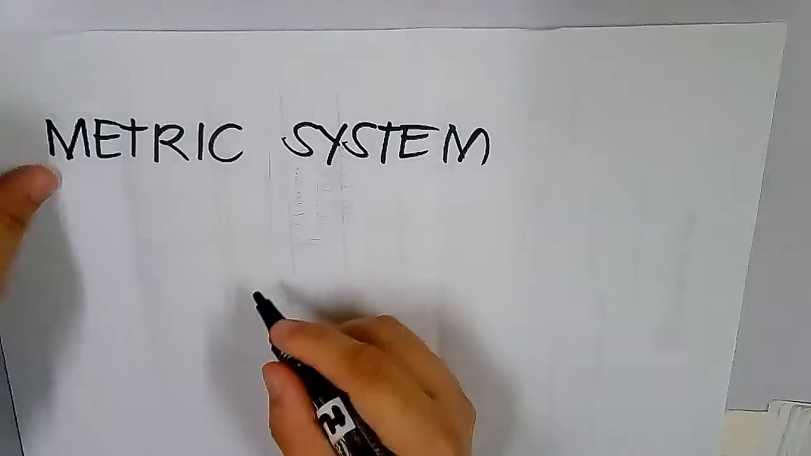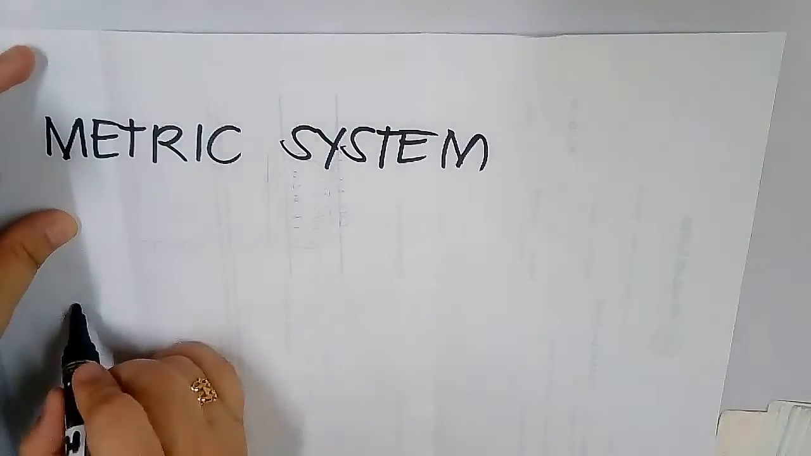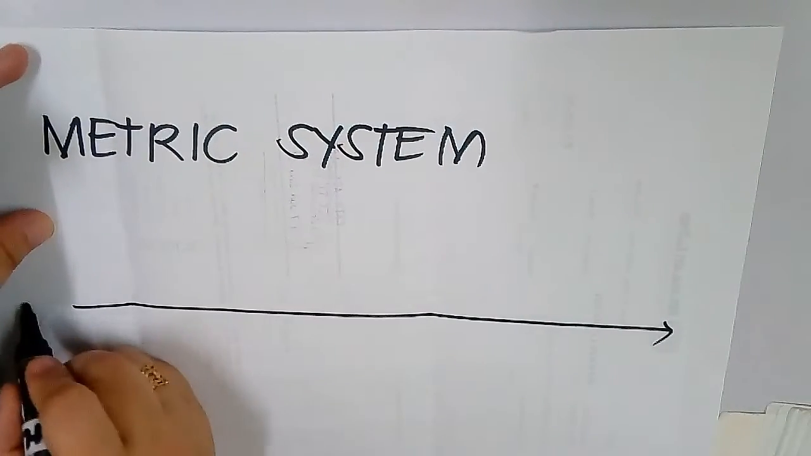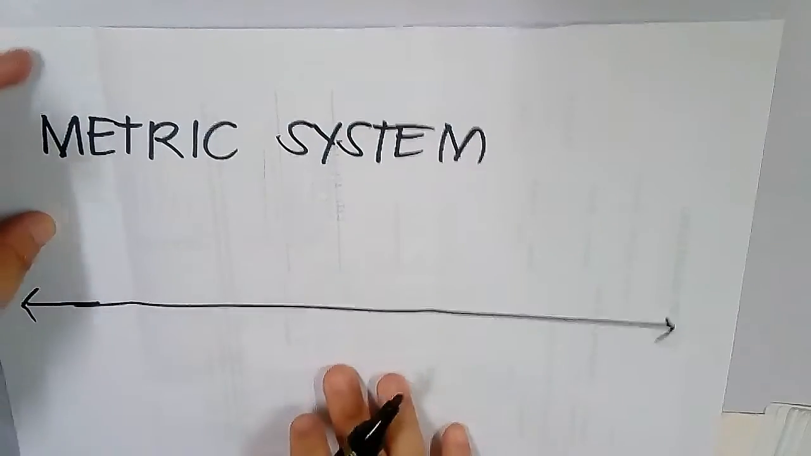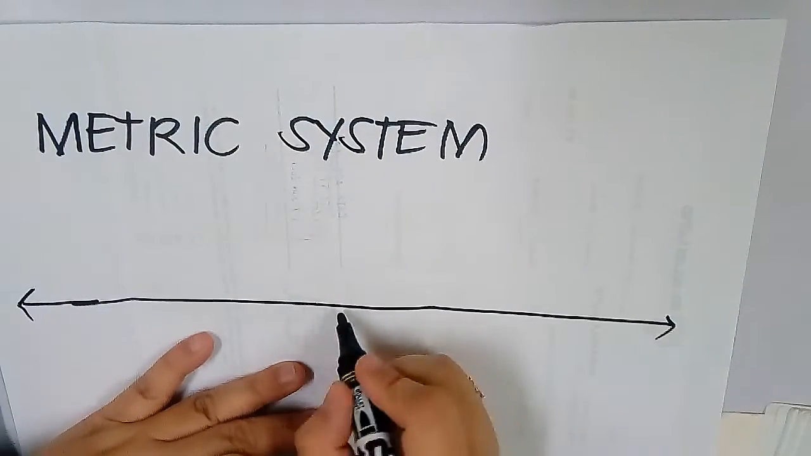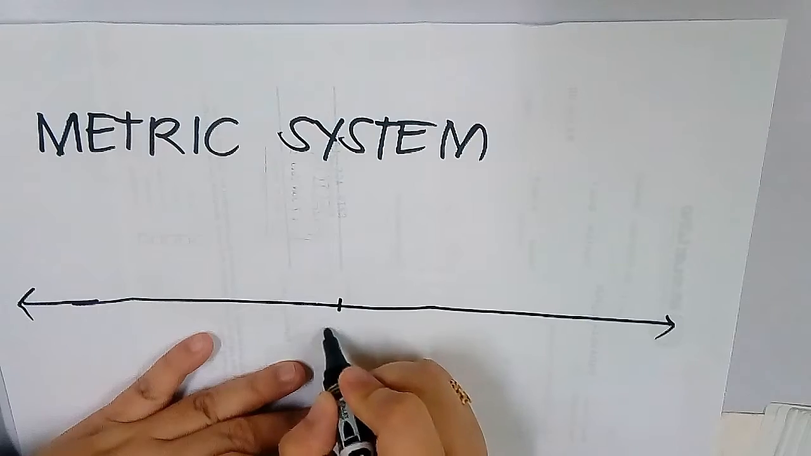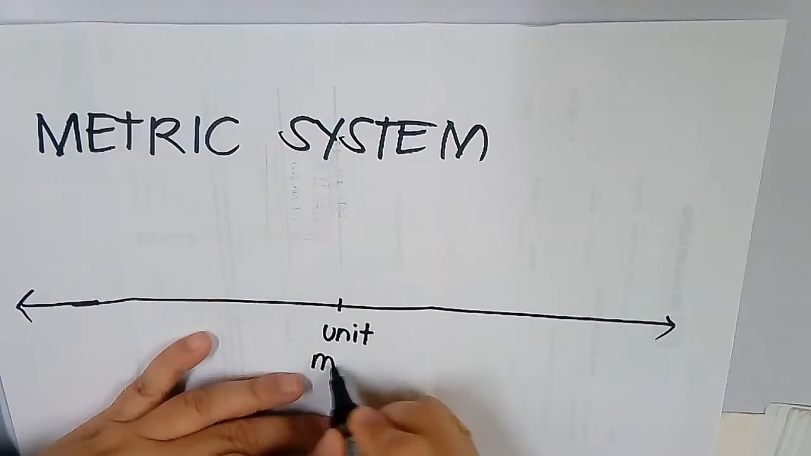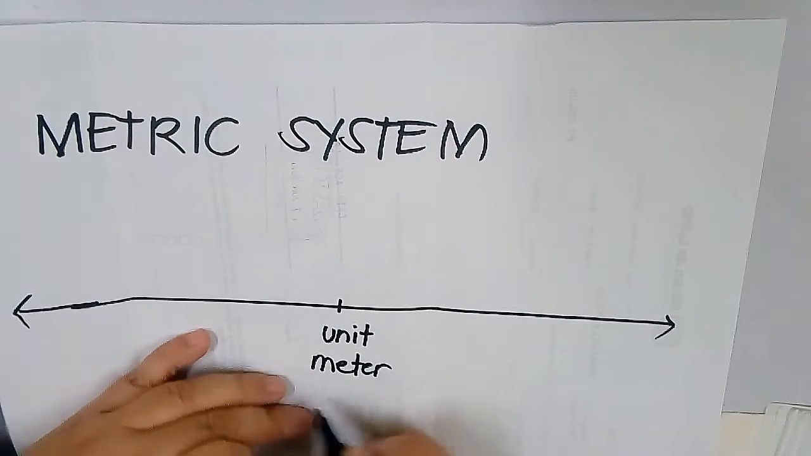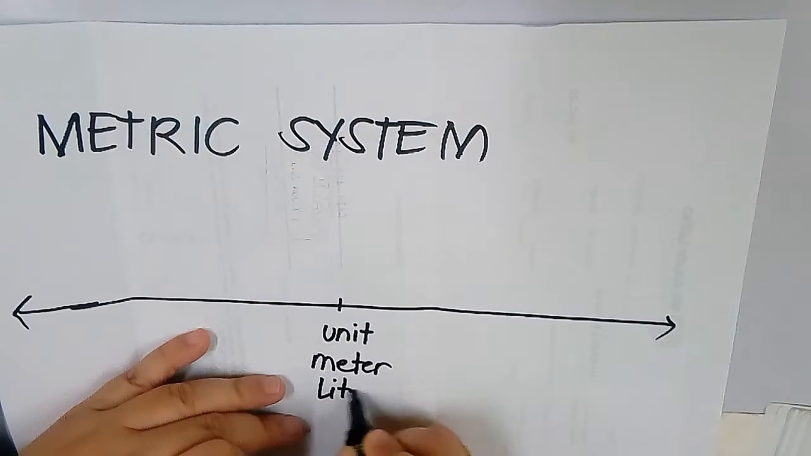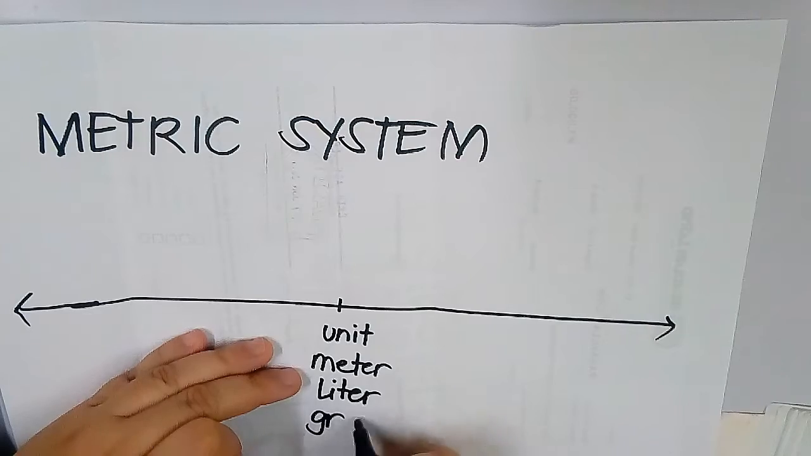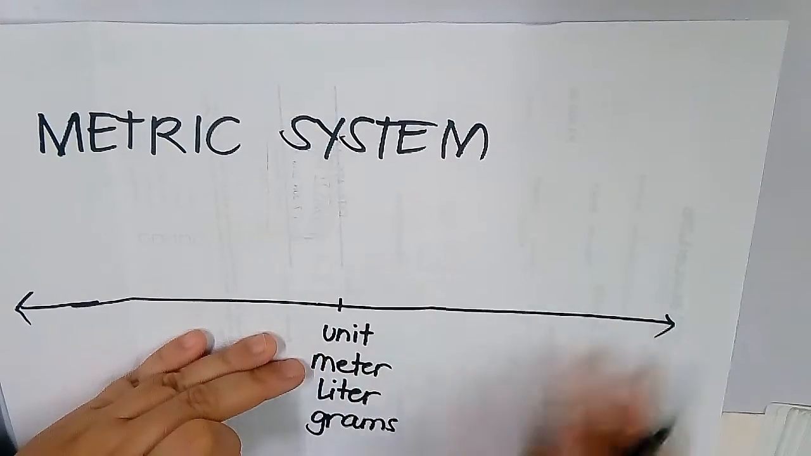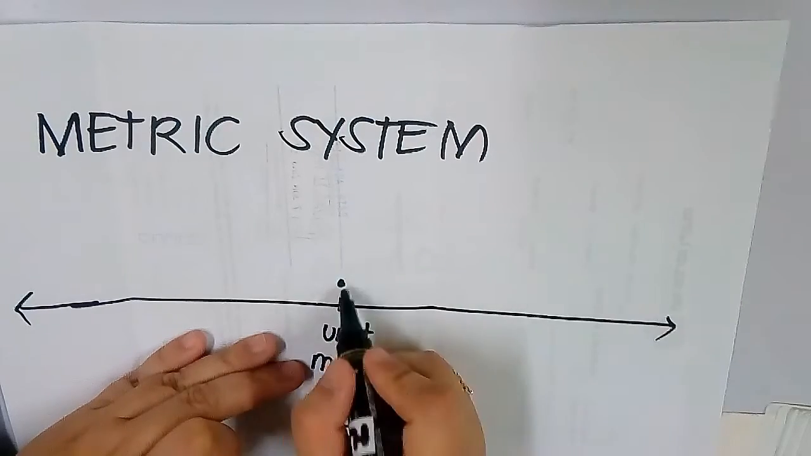Okay, so let us check the number line. In the metric system, we use base 10. So, let's have the unit here. Here are the meter, liter, and grams. Okay? Now, what goes in this direction is also the decimal point from earlier.